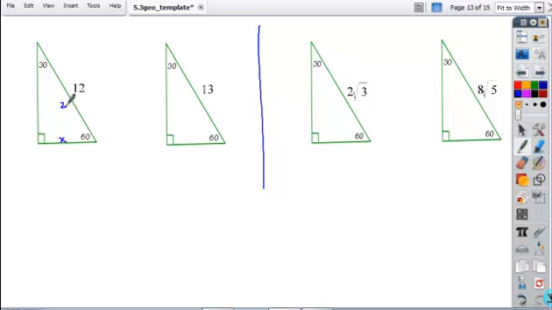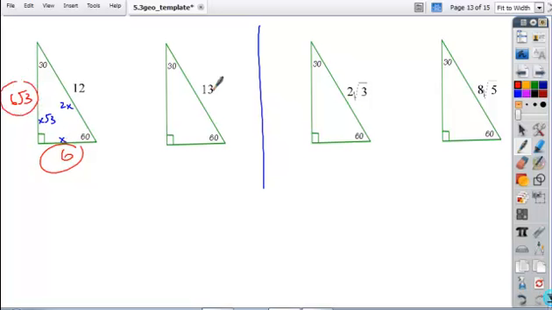Again, we're looking at the pattern x, 2x, and x root 3. You're always going to find the shorter leg first. Every other length is based on that measurement. So we're simply going to divide the hypotenuse in half. That's going to give us the length of the side opposite 30. So 12 halves is 6. And then we just take this measure times root 3 to get our other missing leg. So 6 and 6 root 3 are the 2 legs.